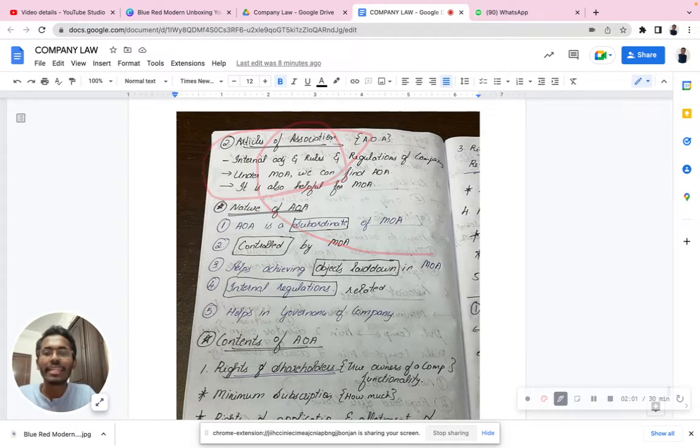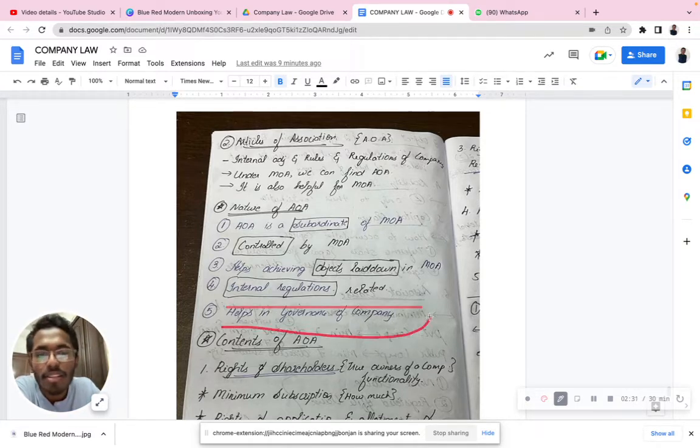Now, fourth point, it plays an important role in internal regulations, all the internal regulations of a company. Who will help us? AOA will provide a proper roadmap. For example, you want to go to your home from your college. That roadmap on how you need to go, where you need to go, what rules you need to follow, what bus you have to take, what auto you have to take, those rules and regulations, or how you're supposed to behave on the road. All that system you'll find in an AOA. I'm just giving an example, okay? So internal regulations and help in governance of a company. All the aspects regarding the governance of a company will basically be in an AOA.